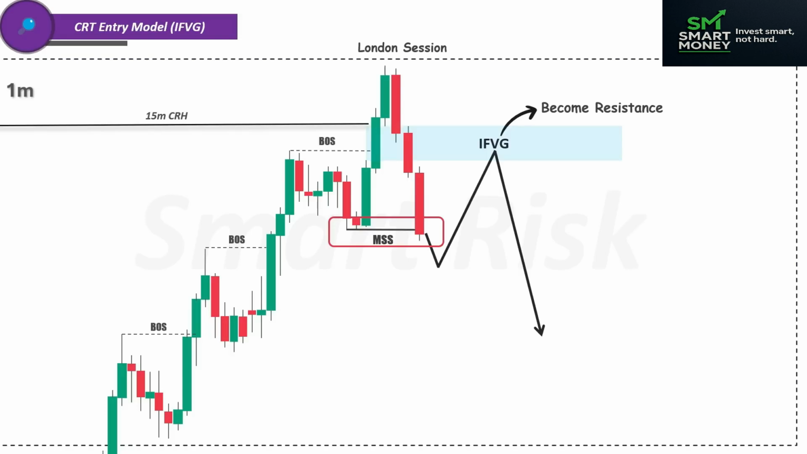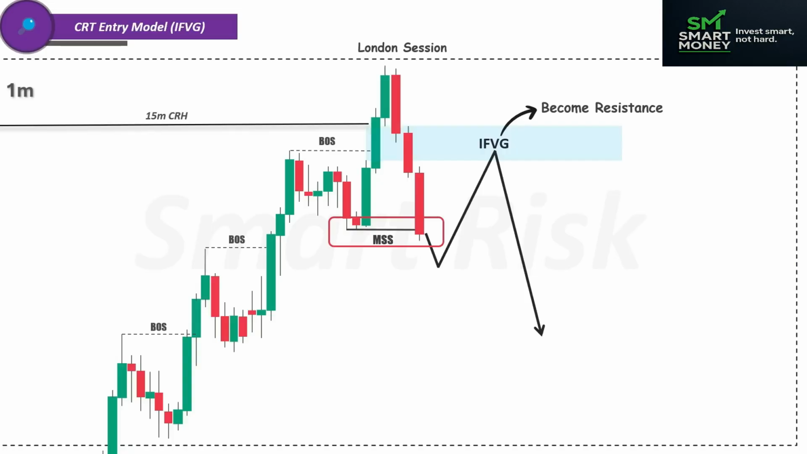With these confirmations in place, we can expect price to retrace back into the IFVG, now acting as resistance, before continuing lower toward the next sell-side liquidity pool. For placing an entry using this model, you have two options.